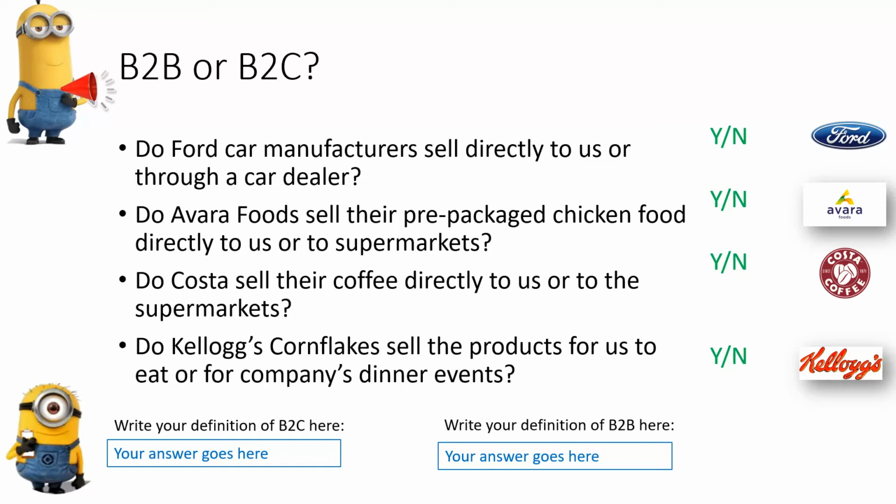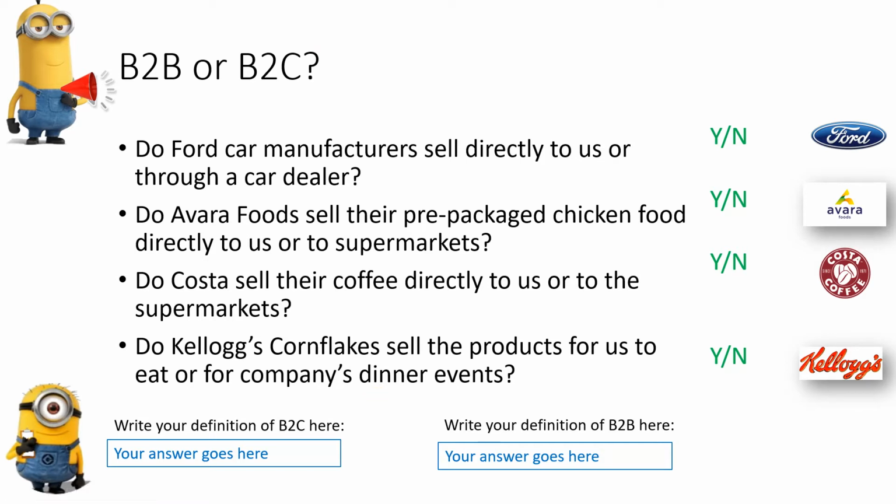So a business to business is one where a company makes a product and sells it directly to another company. A business to customer is one that makes the product and it goes straight into a shop where us, the customer, can go and access that product straight away. If you look through the examples, that's probably going to make more sense to you.